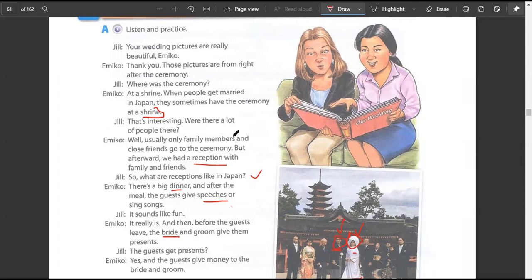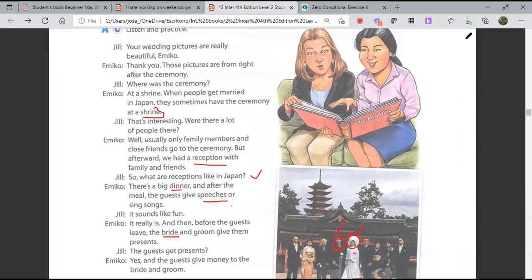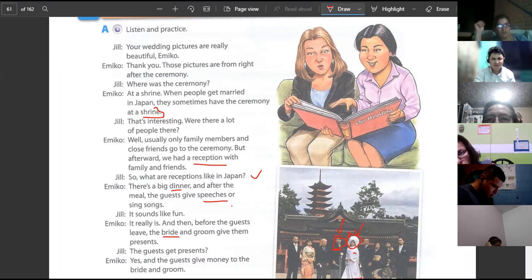All right, thank you so much, both. Yeah, the bride and the groom, they give presents and they get money in return. Es como que compraron los regalos, all right? If they bought the presents in there, right? Good.